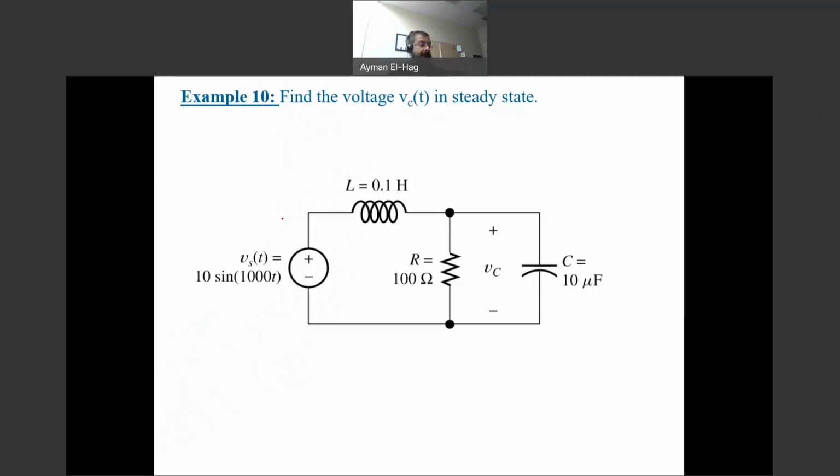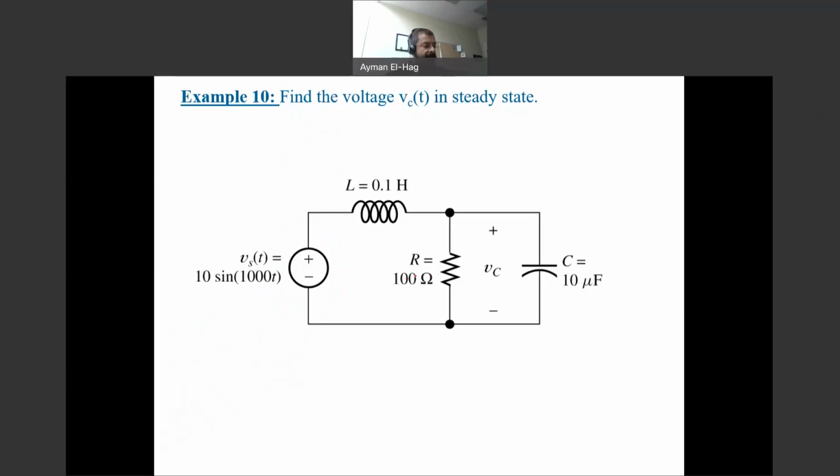This is to repeat what I did today because of the problems we have in the program. So this seminar is basically to replace the one that we did today together. Here we have this circuit, and we want to find VC.